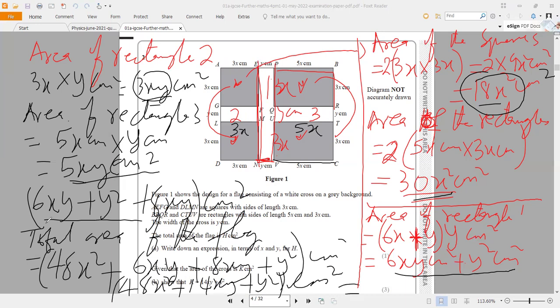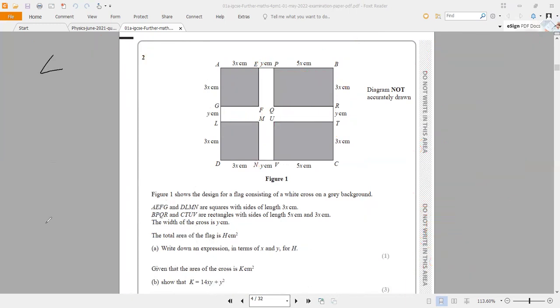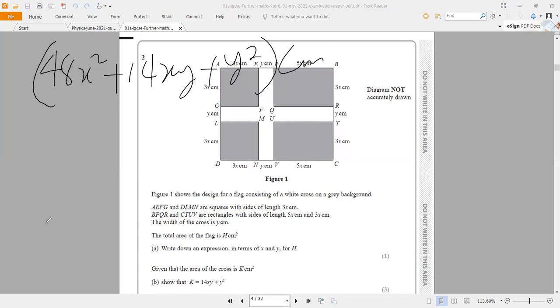So this is the area which is equal to h. So let me clear this and write it properly. So we have total area is 48x squared plus 14xy plus y squared equals to h. So this is the total area of the flag. Good.